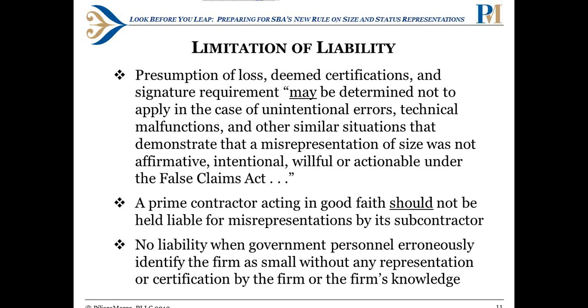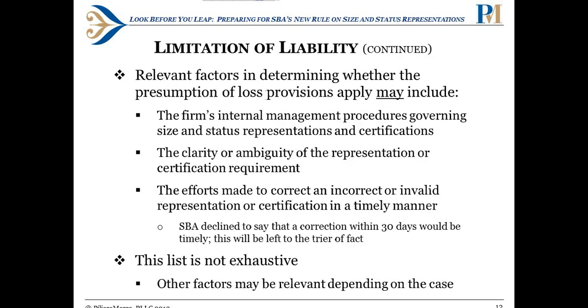The rule goes on to indicate that a prime contractor acting in good faith should not be held liable for misrepresentations by its subcontractor. And the rule provides that there won't be any liability when government personnel erroneously identify the firm as small without any representation or certification by the firm or the firm's knowledge. I think that'll end up being a fairly narrow circumstance, but in any event, that is one case where there clearly won't be any liability. The rule also provides some factors that may be considered when determining whether liability should be limited. And the factors specifically mentioned in the rule are listed here on this slide.